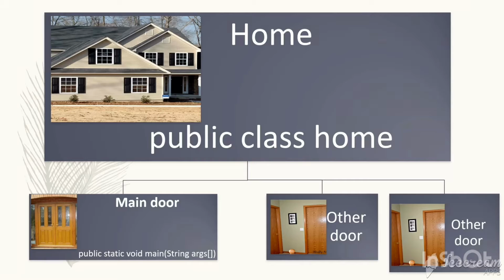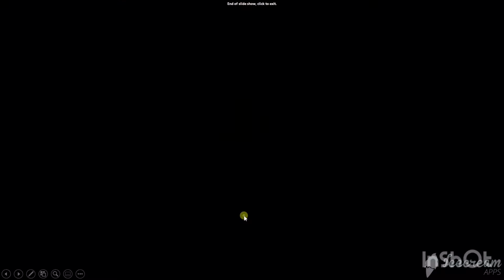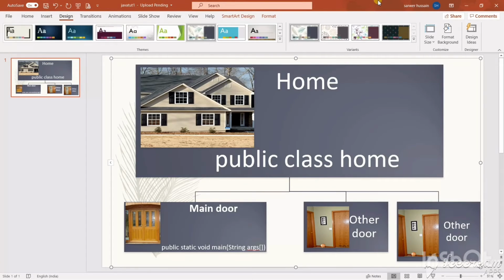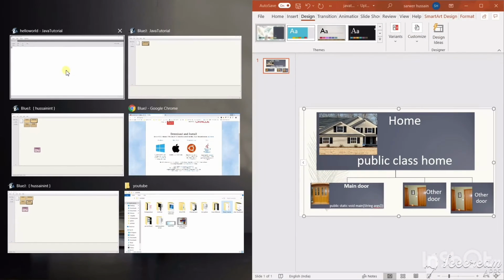A class is nothing but a home for our program, and this class will contain several doors, and one of the doors is the main door, right? Now this main door syntax is public static void main. You don't have to understand what these words mean for now. You just have to write the code. So we'll jump into the code. I'll keep this aside and I'll write my code here.